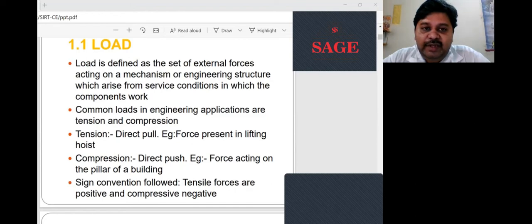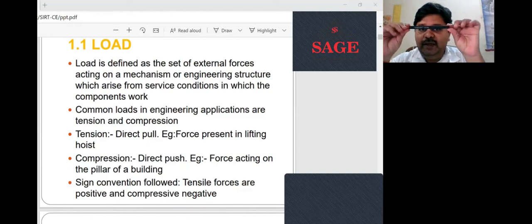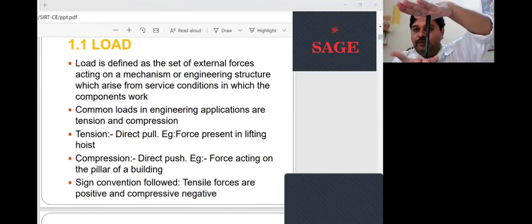Common loads in engineering applications are tensile and compressive. Tensile is a direct pull force, present in a lifting hoist; compression is a direct push force, acting on the pillar of a building. Sign convention: if we apply a direct force in this way, this is a tensile force. We will take tensile force as positive. This is the compression force, where we are applying a force in a compressive manner.